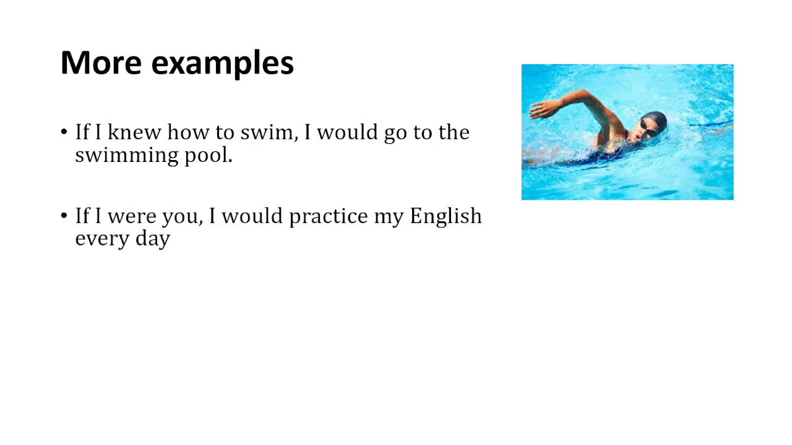If I were you, I would practice my English every day. So here we have I were you. In second conditional, we use were instead of was, whatever the subject is. If I were you, I would practice my English every day. If you say if I was you, that's incorrect. So we should say if I were you, I would practice my English every day. If she were here, if he were here. So we use were instead of was as the be verb.